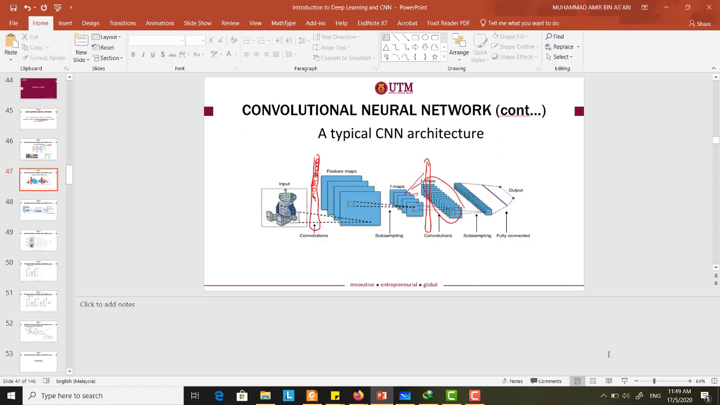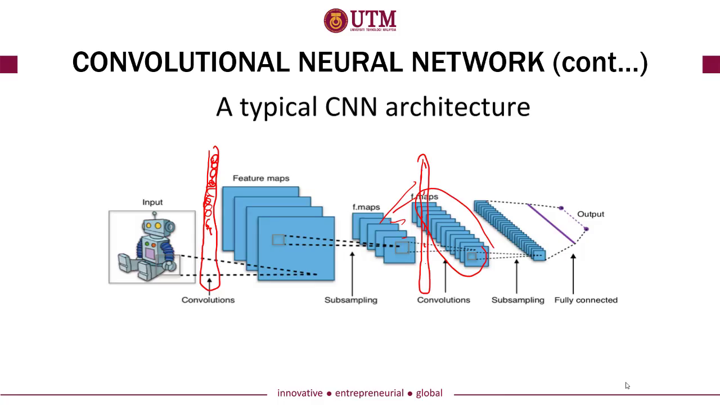Yep, this one. As you can see, here we already replaced it. Instead of using matrix multiplication, you are replacing the operation with convolution. And then here you are also replacing the matrix multiplication with convolution. But the last process before you get the output uses what we call fully connected.